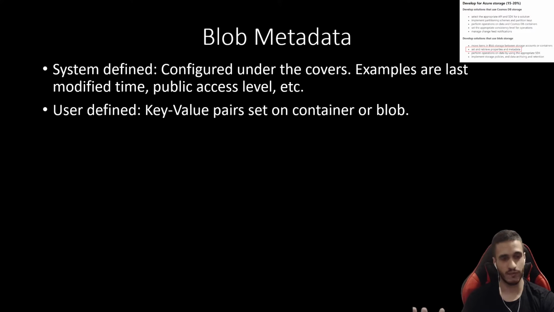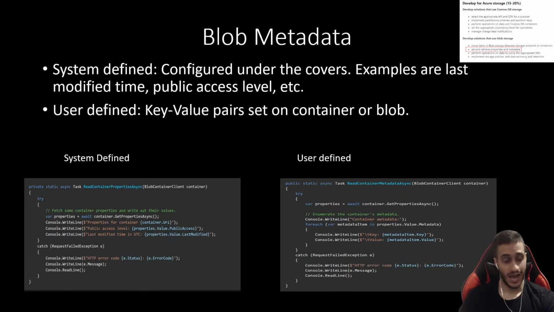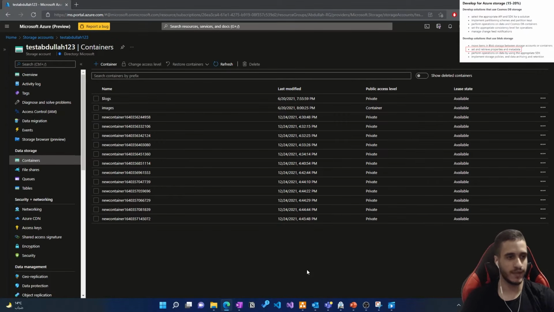Next, we have user-defined metadata, which are those that you explicitly define, and these are just a series of key value pairs set on a container or a blob. And here are two examples on how you would retrieve system-defined metadata and user-defined metadata. So in the case of system-defined, we are actually retrieving the container URI, the public access, and the last modified time. And in the case of user-defined, we are just retrieving all the metadata associated with this specific container. And again, obviously, we're accessing the key object and the value object, and we're just writing them down on the console.